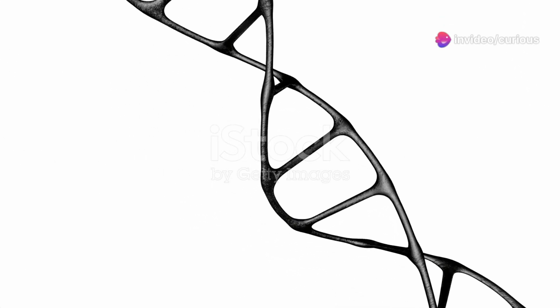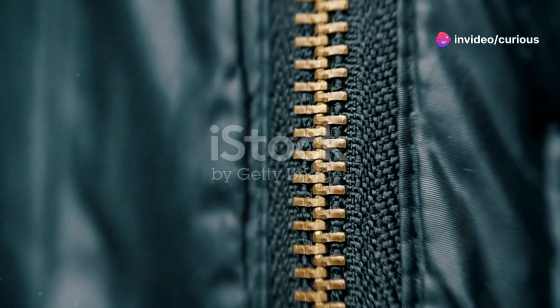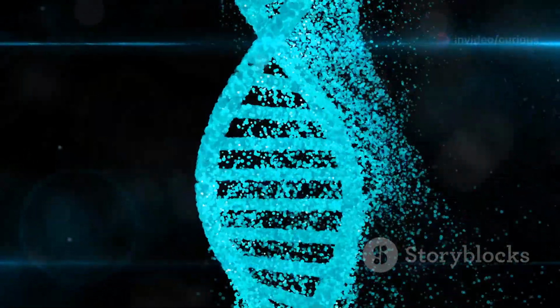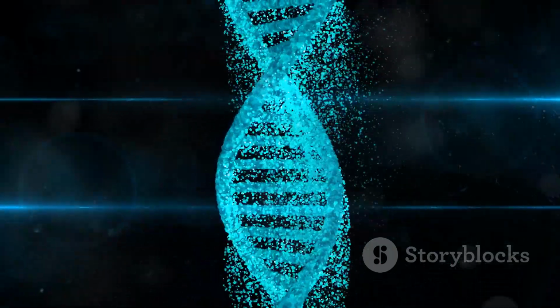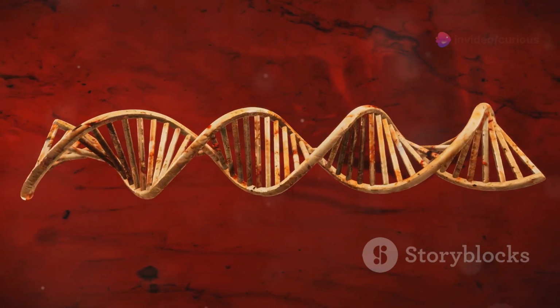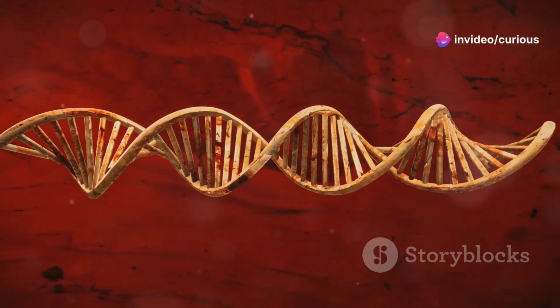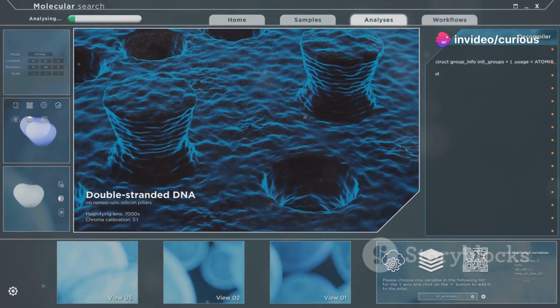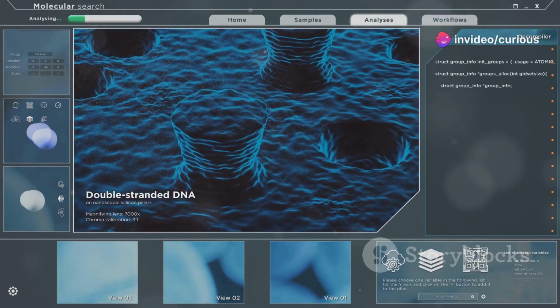The first step in DNA replication is unwinding the double helix. Imagine a zipper being unzipped. This process is essential to expose the 2 strands so they can be copied. The unwinding begins at specific locations called origins of replication. At these origins, proteins bind to the DNA and help it unwind.